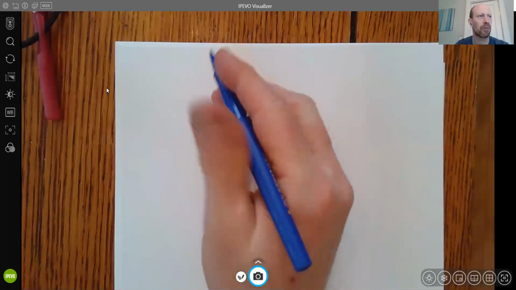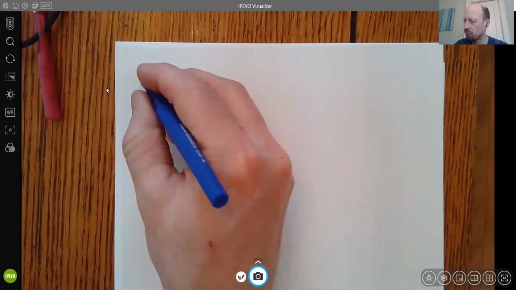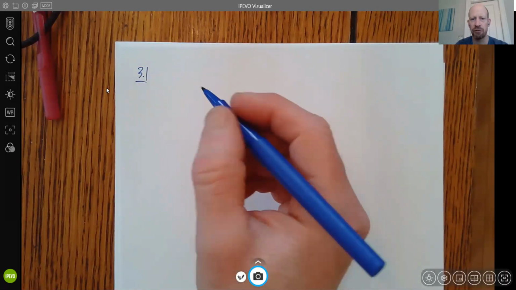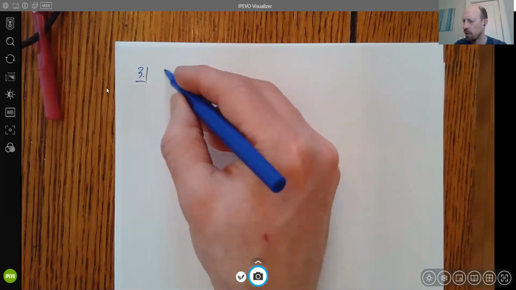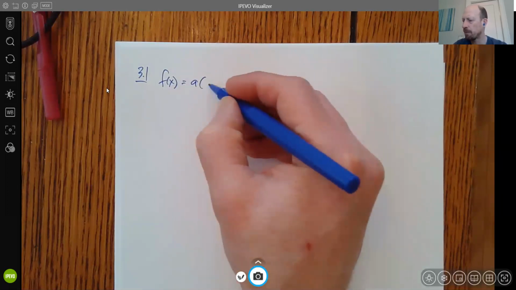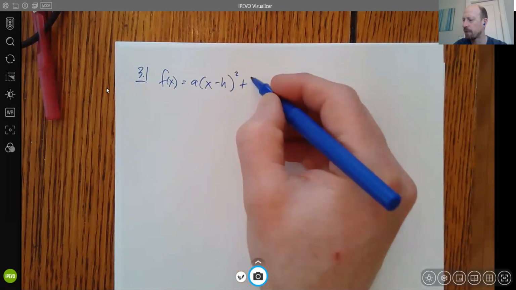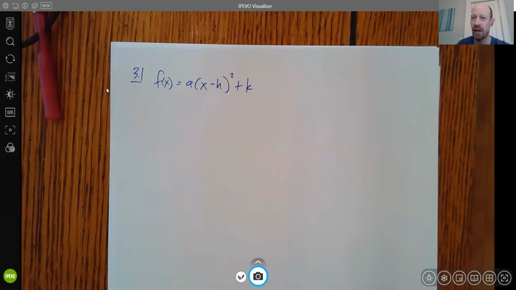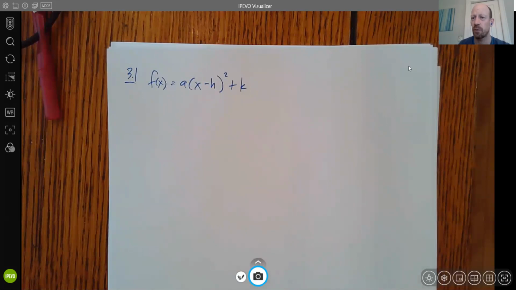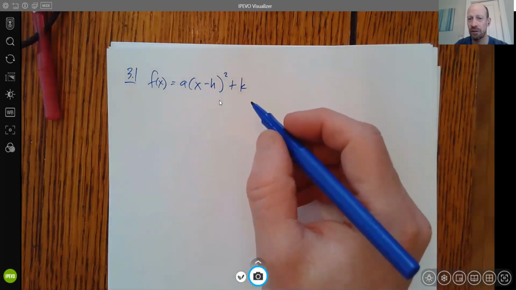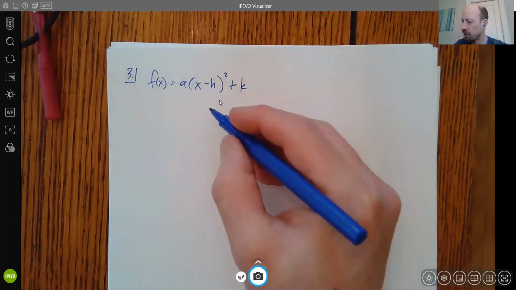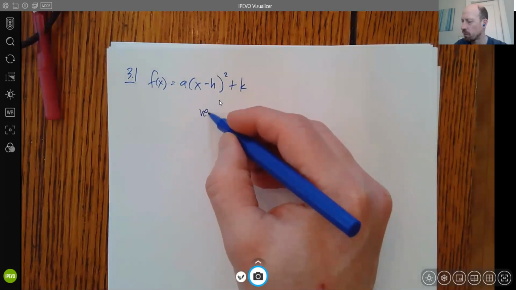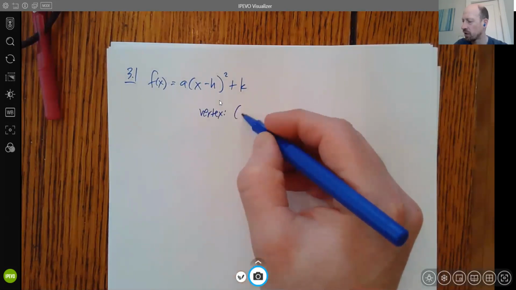All right. So 3.1 is probably the most straightforward of the sections. And the big idea is that a quadratic function can be written in this form, and they call this standard form, or you'll sometimes see it written as vertex form. This tells us what the parabola looks like. A quadratic function is a parabola. This parabola is going to be centered, or the vertex is going to be, at (h, k).